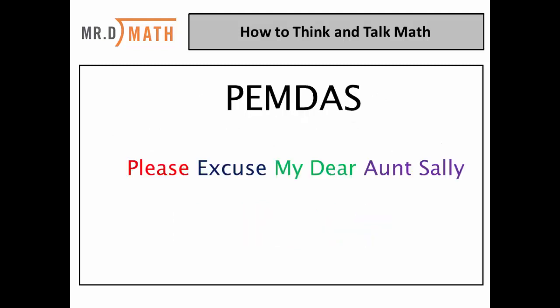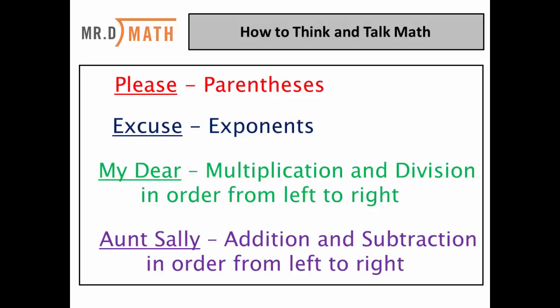PEMDAS. Check it out. PEMDAS we hear as Please Excuse My Dear Aunt Sally, and it's our order of operations. Well, what does that mean? Well, each of those letters means something. The P, for please, means to do everything in parentheses first. The E for excuse is doing the exponents. This is where people get stuck though. My dear, and think about how my dear goes together.